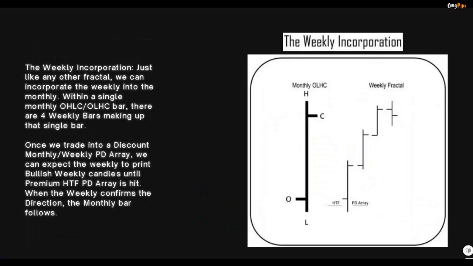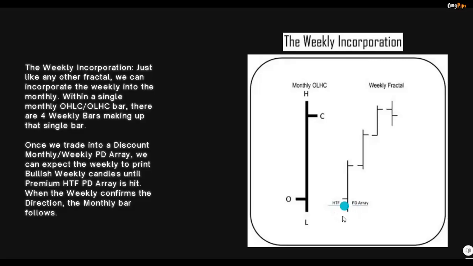So from the monthly, come down to the weekly, and that is the weekly incorporation. The weekly incorporation, just like any other fractal, what we talked about before, about one candlestick having multiple candlesticks within it in the lower time frame, we can incorporate the weekly into the monthly. Within a single monthly candlestick, there are 4 weekly bars making up that single candlestick. So in a month, we have 4 weeks, right? Meaning we have 4 candlesticks making up one monthly candlestick.